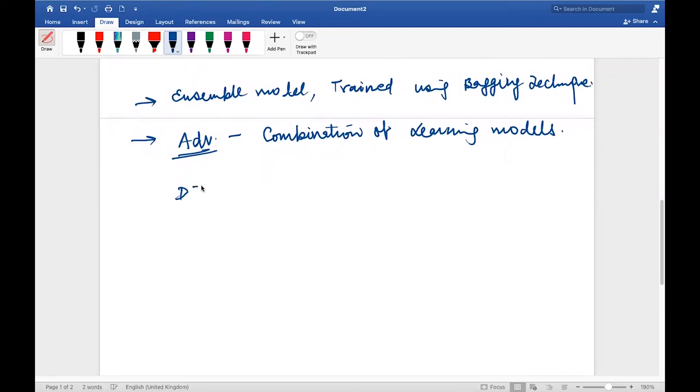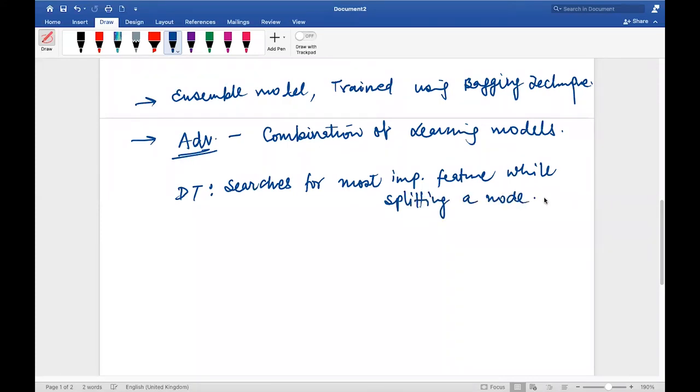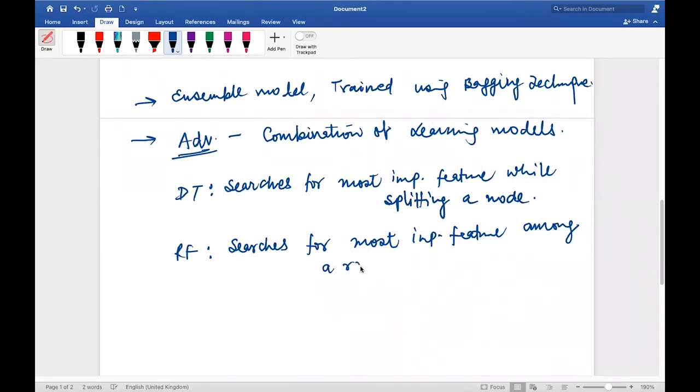So if I have to ask you, in a decision tree, what were we doing? It searches for the most important feature while splitting a node, yes or no? Yes. In random forest, instead, what will happen? It searches, obviously, again, because the concept is the same, for the most important feature, but what actually changed? Can someone tell me? Among a random subset of the features.